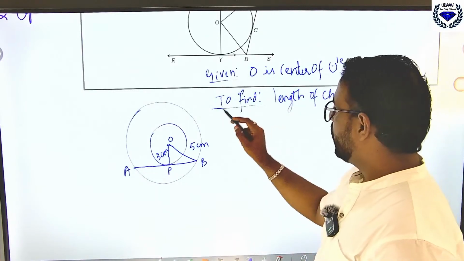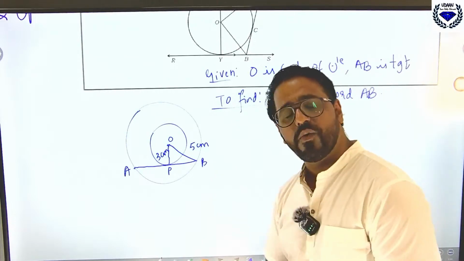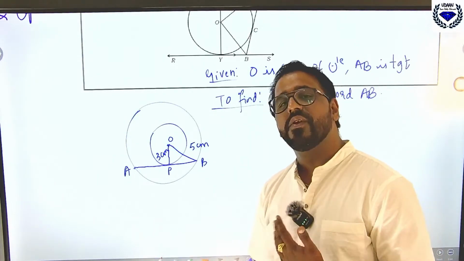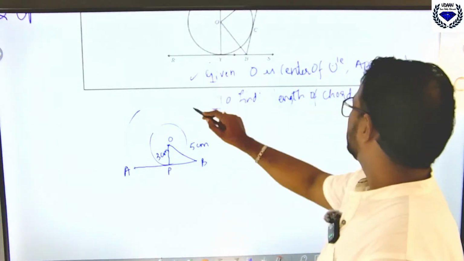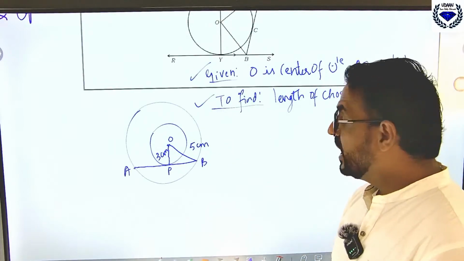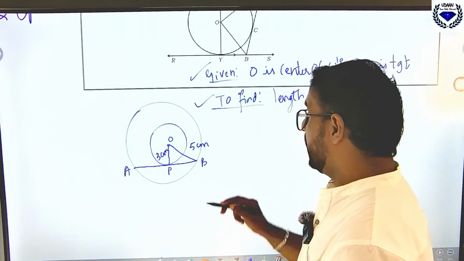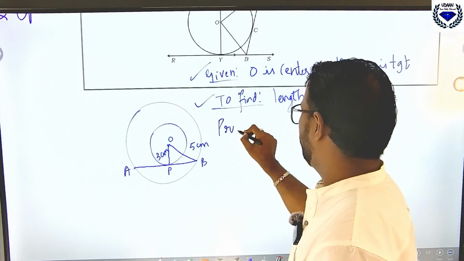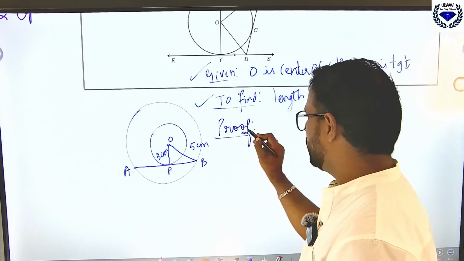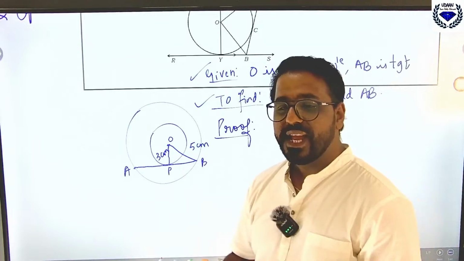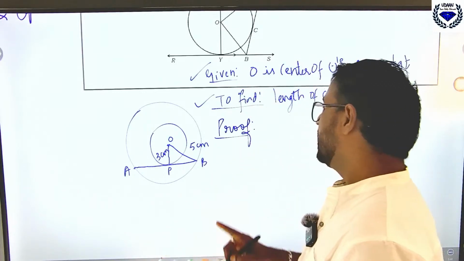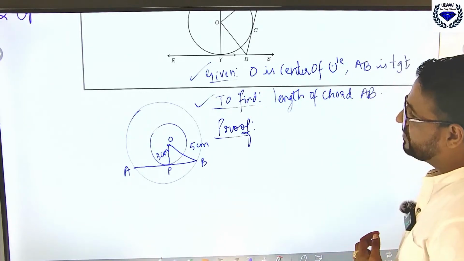Then given is what? OP is equal to 3 centimeter, OB is equal to 5 centimeter. You can write like this: given, to find. Now coming to the proof. How can you begin with the proof? Because this is the one which fetches you maximum marks. How should we start with the proof here?